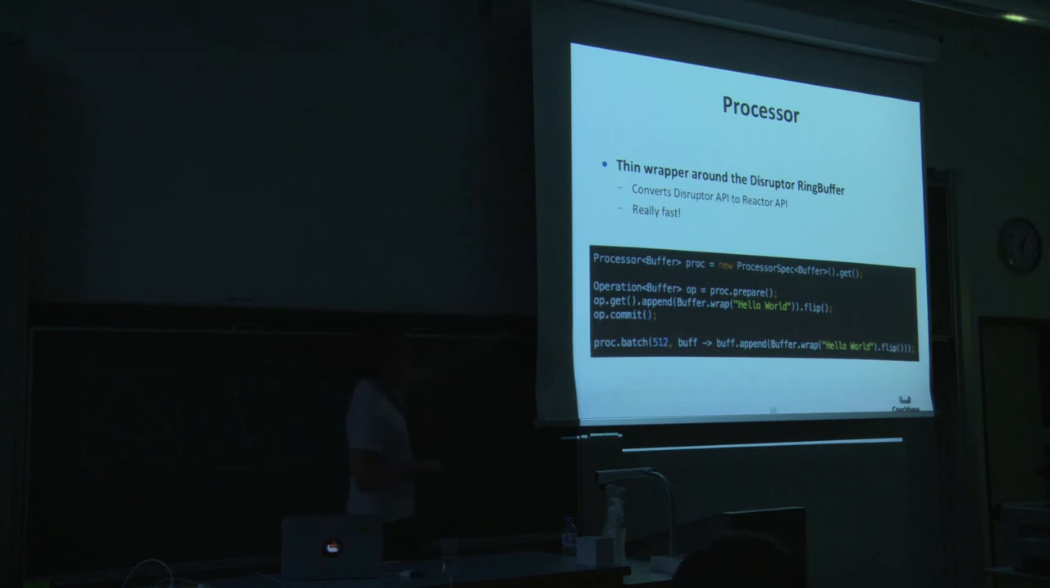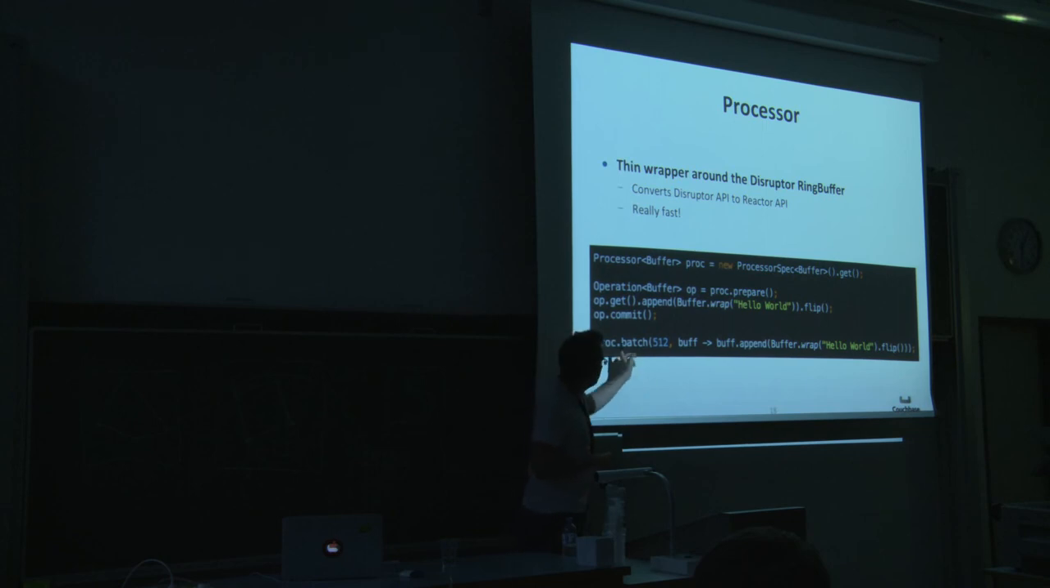And this is just an example of how to do it. So we have our ring buffer, we call prepare to get one slice out of our ring buffer. Then we do something with the value here, we just use a buffer. It's not the ring buffer, but it's a Java buffer where you can manipulate, right? So here we just append the string, and then we put the slice back into our ring buffer. And then the consumer gets notified on the other end that we attached.